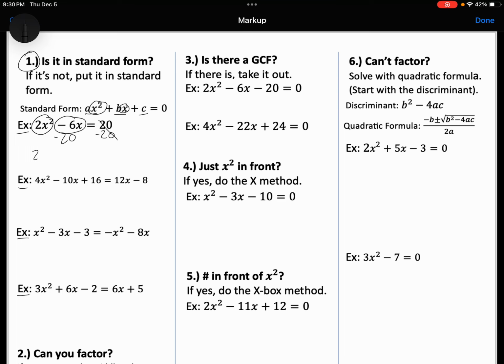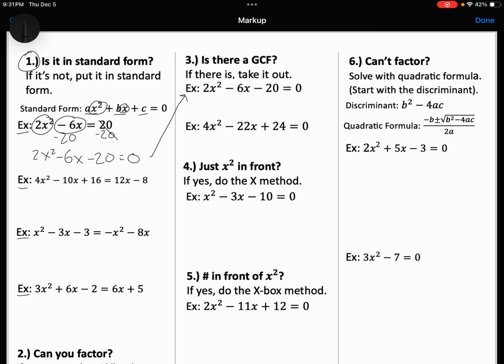So this is just going to be 2x squared minus 6x, and then the minus 20 will go at the end, because it can't combine with any of the other terms. And on the other side, we will get 0. So now this is in standard form. We have 2x squared minus 6x minus 20 equals 0. And that is this problem up here that we will look at in a second.